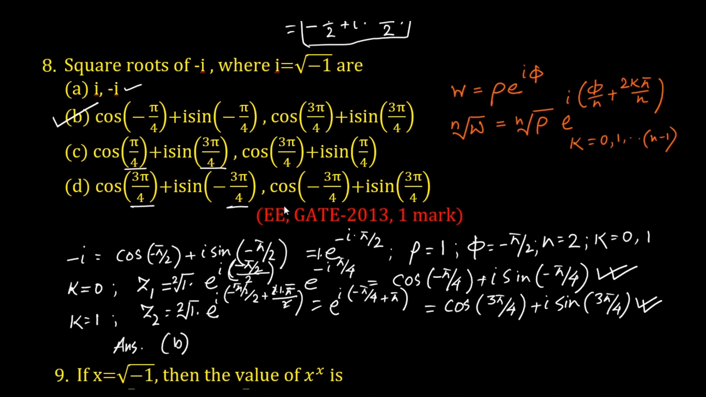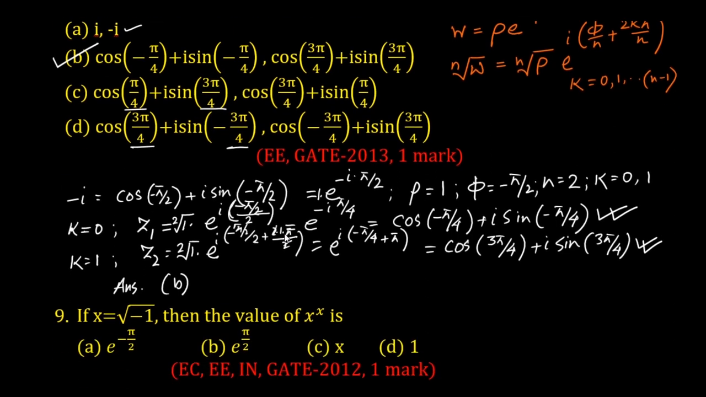And actually, if you find Z1 only, then you can answer it, because cos minus pi by 4 plus i sine minus pi by 4 does not occur in any other option. But since the options are given in this way, you can answer. If the options were given in some other way, then you might have to do the entire calculation. So it's better to know how to solve a problem without relying on shortcuts or back calculation from options. I don't prefer that. I prefer that you should know how to solve a problem. So that's it. This is the answer for this problem.